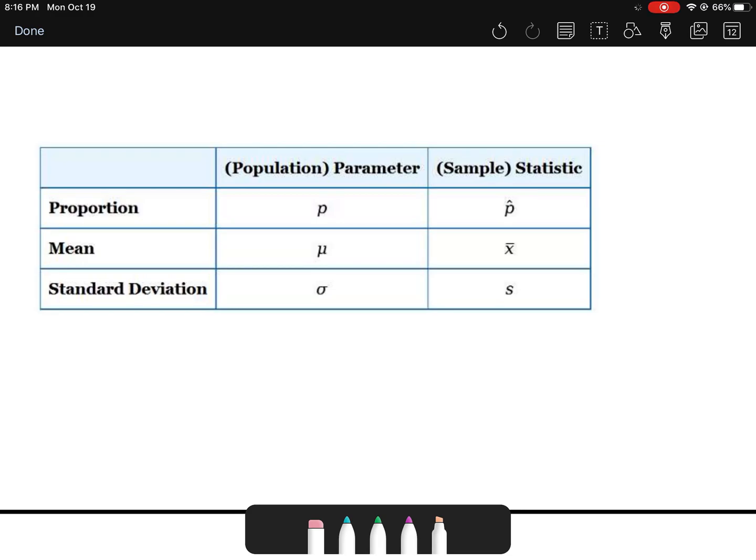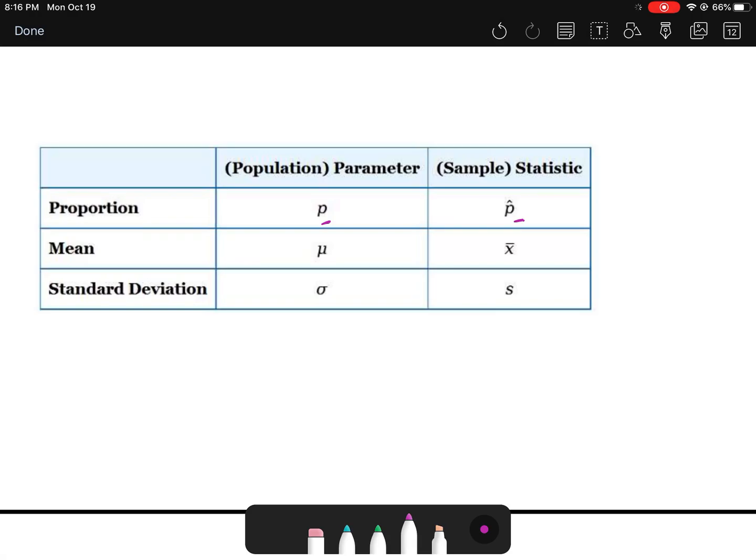Just some notation for you to look at. It's going to be really hard to see the difference between these two, but if I'm looking for proportion, the population parameter is going to be pronounced as rho. With the sample statistic, that's just p, and we call it p hat.